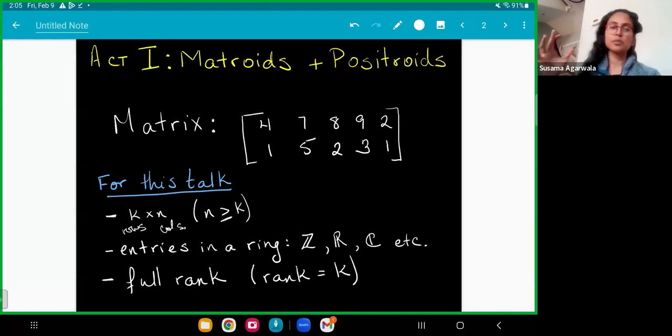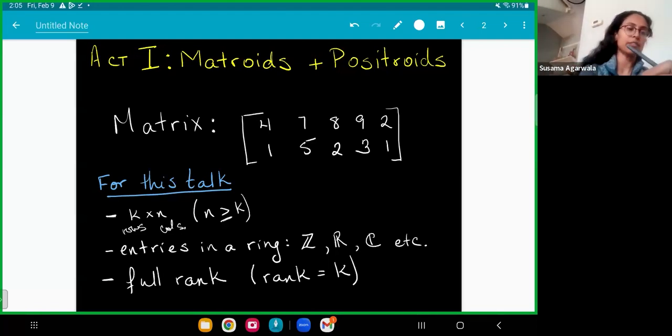None of this generalizes nicely if I have to worry about what the actual rank of my matrix is. If I write a matrix, I want it to be full rank. If it's not full rank, row reduce and get rid of one of your rows. That's the starting hypothesis for all of this.